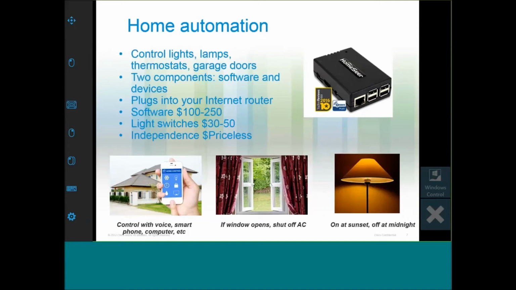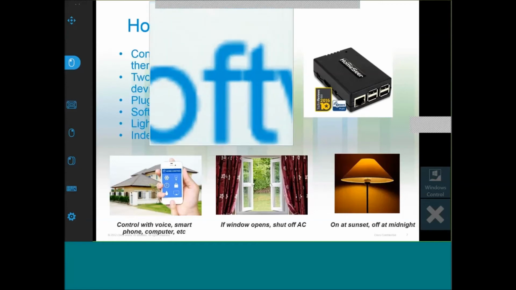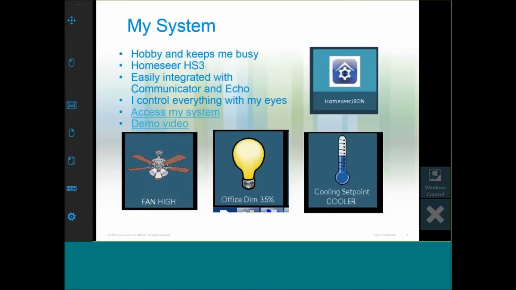However, the independence of being able to control your home yourself is priceless. There are a lot of devices that control such things as light switches, thermostats, garage door openers, and more. Most light switches are around $35 to $50. Once installed, you can control devices on demand, or you can create automation.